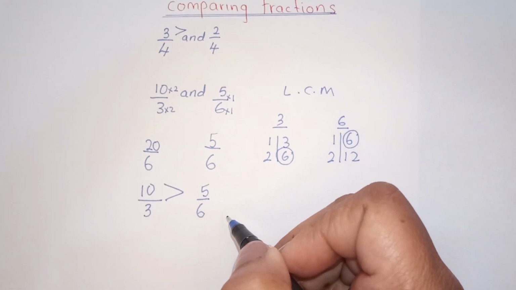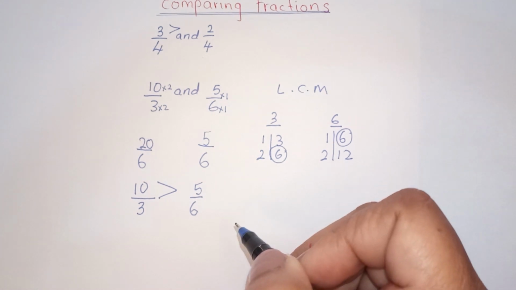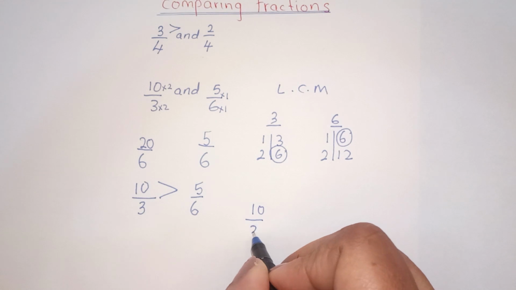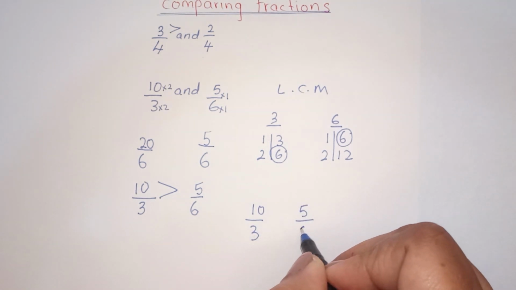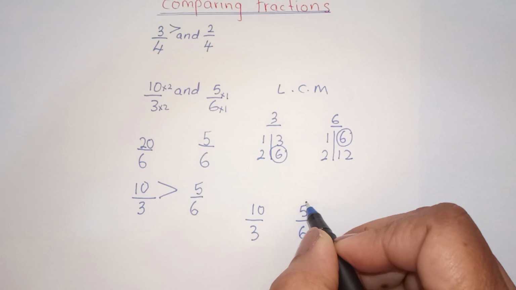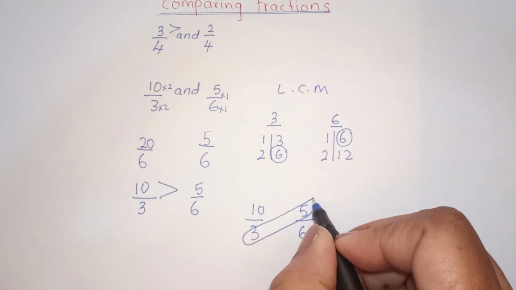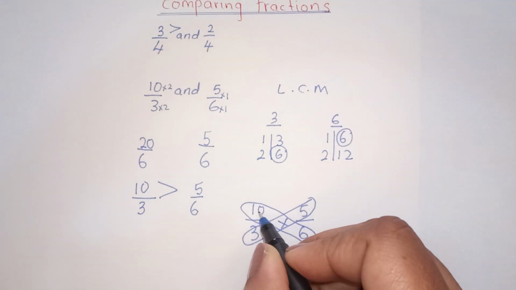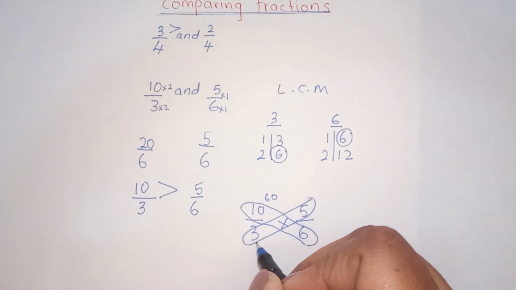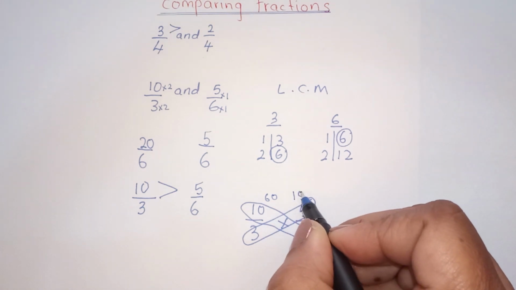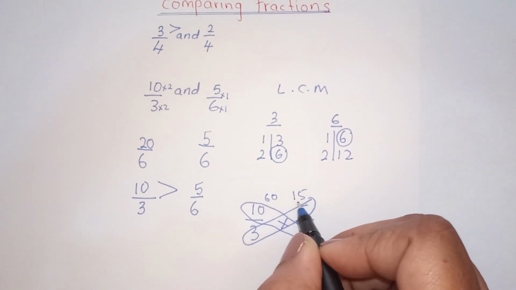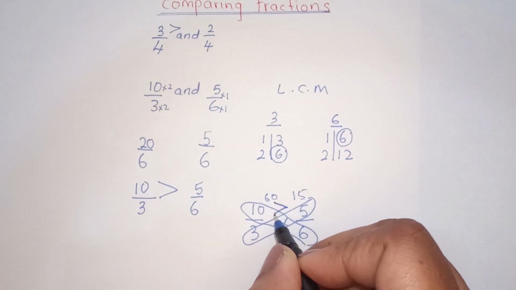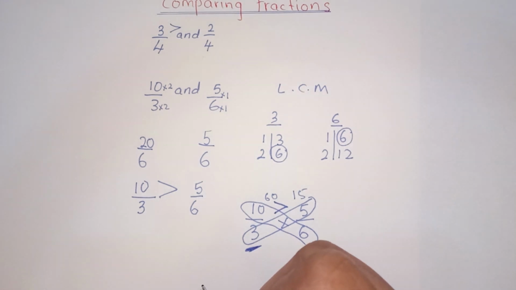Now let me tell you another trick to find this quickly. Okay, so we're going to write them again here, 10 over 3 and 5 over 6. So we're going to multiply these two and these two. So here we'll multiply 10 by 6 is 60 and 3 by 5 is 15. So which is greater, the numerators, 60 or 15? So 60 is the greater, so this fraction is the greater one.